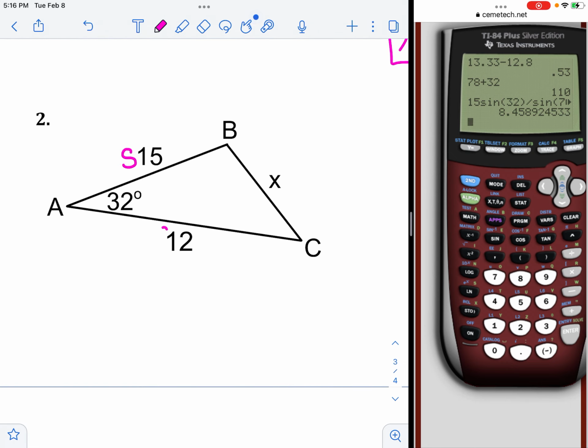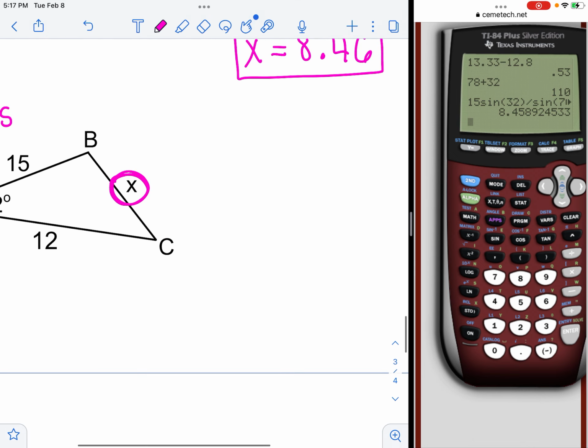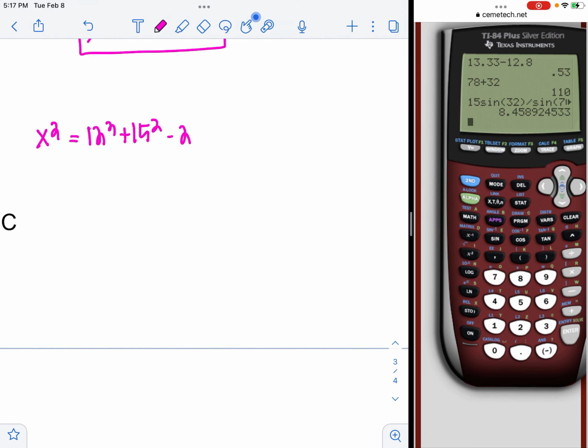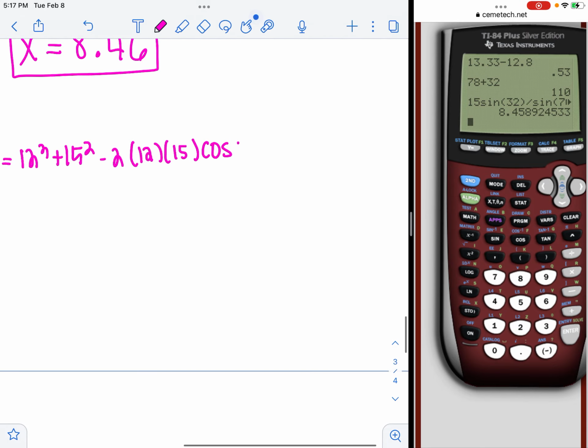All right, let's look at the next one. Let's see what we have. We have two sides and an angle in between. So we have side, angle, side. Side, angle, side uses the law of cosines. So now I'm going to use the law of cosines. I'm solving for x, which is a side, so I'm going to start with x squared equals the other two sides squared, 12 squared plus 15 squared, minus 2 times 12 times 15 times the cosine of, and now I need the angle opposite of x, which is 32.